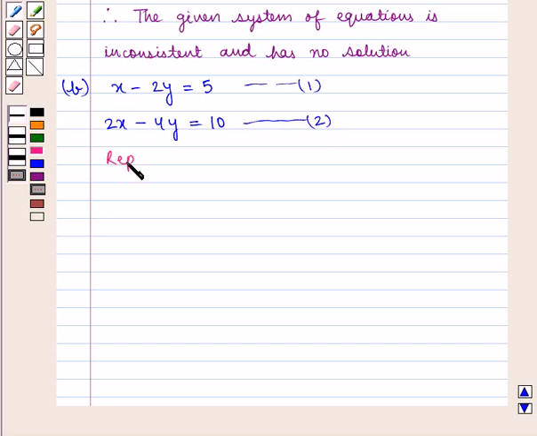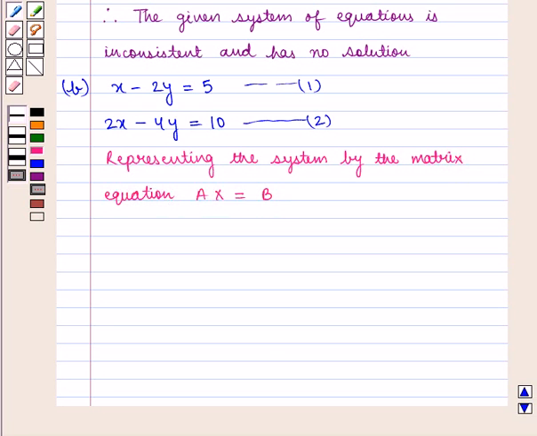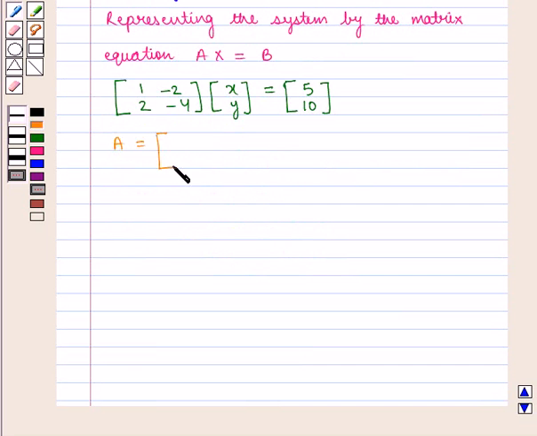Now representing the system by the matrix equation Ax is equal to B, we have a 2 by 2 matrix containing elements 1, 2, minus 2, minus 4, into 2 by 1 matrix containing elements x, y, is equal to 2 by 1 matrix containing elements 5, 10, where A is equal to the 2 by 2 matrix containing elements 1, 2, minus 2, minus 4, X is the 2 by 1 matrix containing elements x, y, and B is the 2 by 1 matrix containing elements 5, 10.